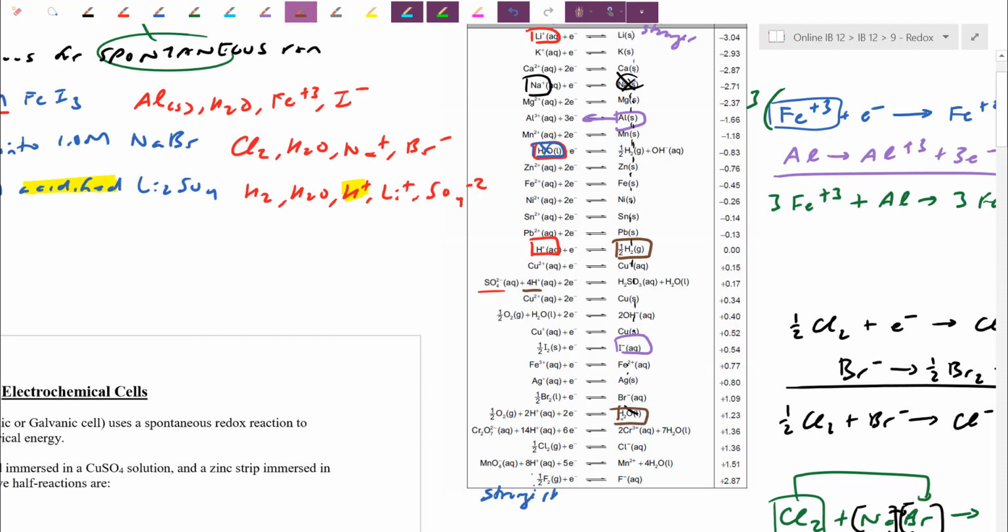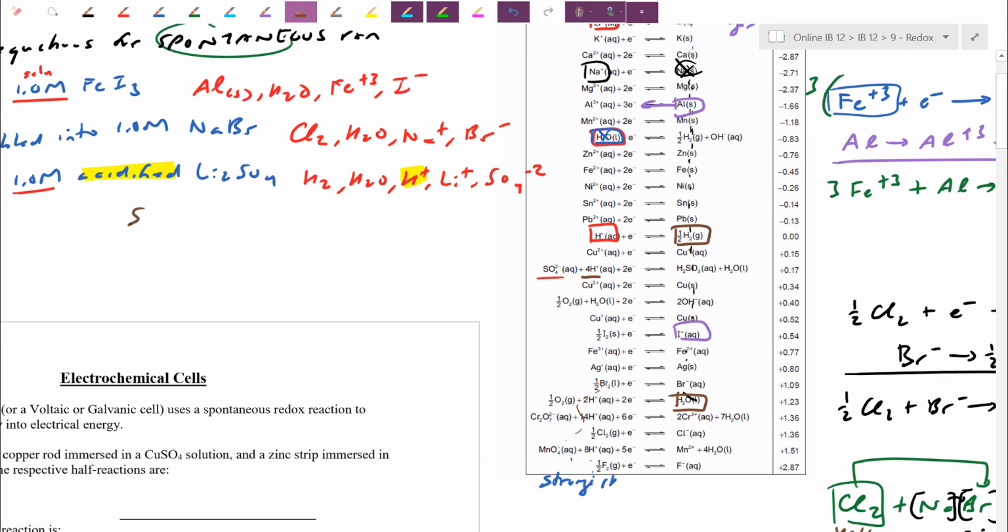So you always start from the bottom left because these are the best guys that reduce. So you go upwards, you want to find your first match here. Just want to double check I didn't miss anything. Yep, it looks like it's this sulfate reaction. We're going to go sulfate, SO4 2-. It has to be acidified, or acidic conditions.